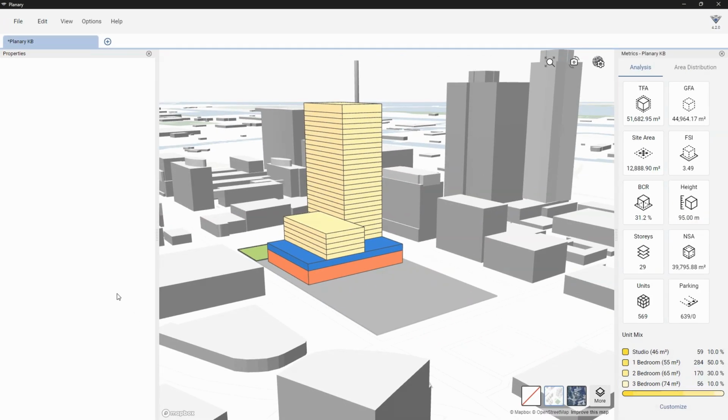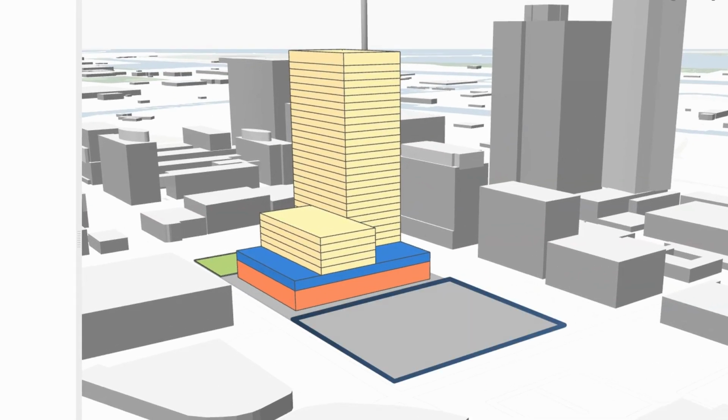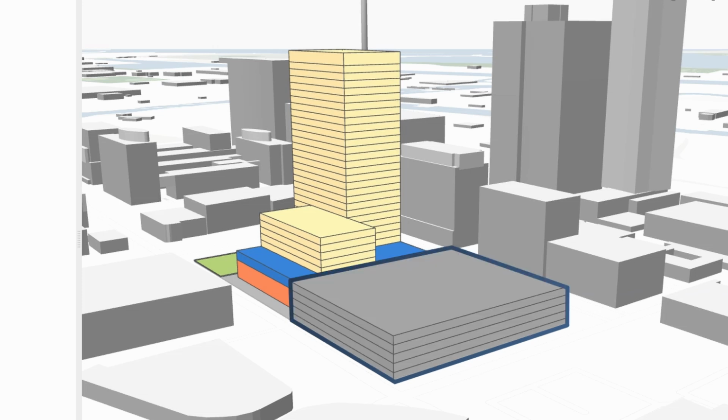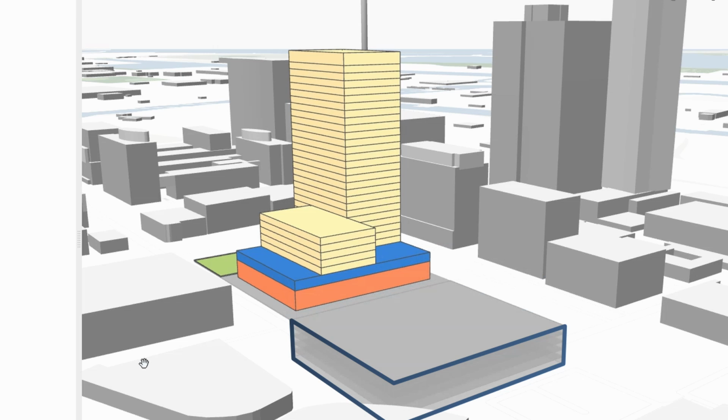Planary supports several types of parking. Parking lot, placed on the ground or in open space. Parking structure, as a standalone structure. Parking as a building part. And underground parking.